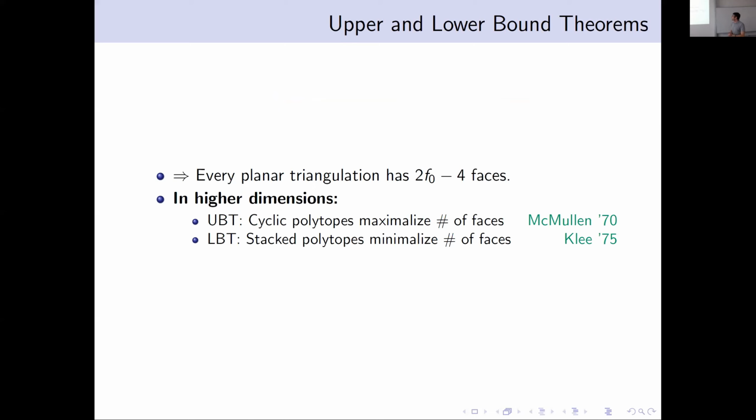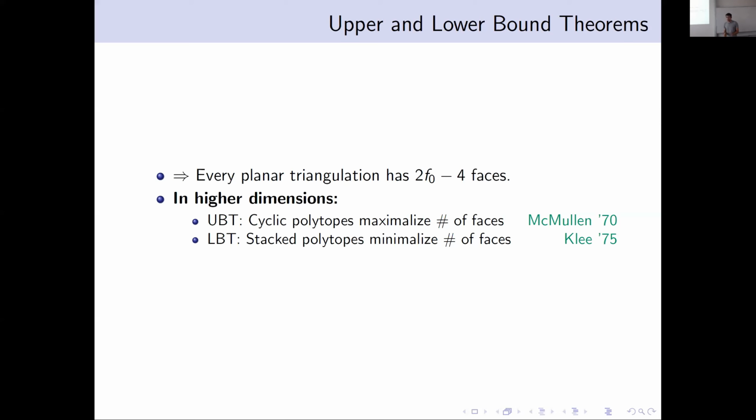So first of all, we have already seen that every planar triangulation has a prescribed number of faces and edges, but in higher dimension, this is not so. If I start tiling the space with tetrahedra, then depending on the way I glue these things together, I may get a different number of edges, even if the number of vertices is prescribed.